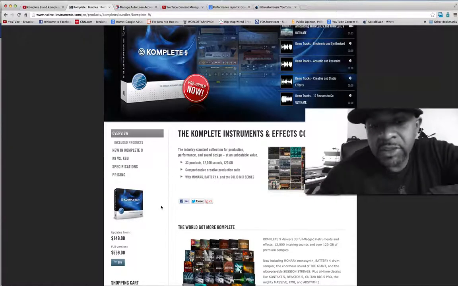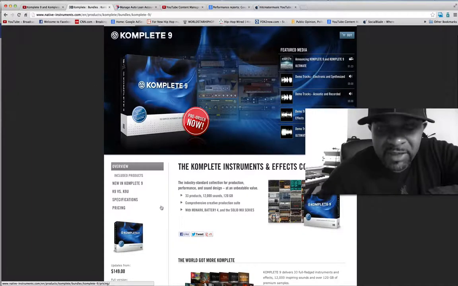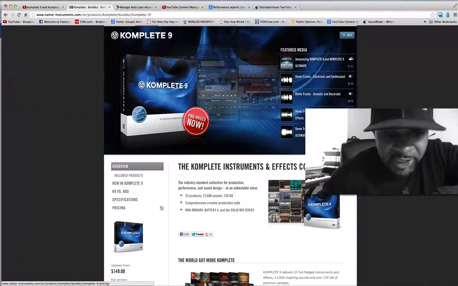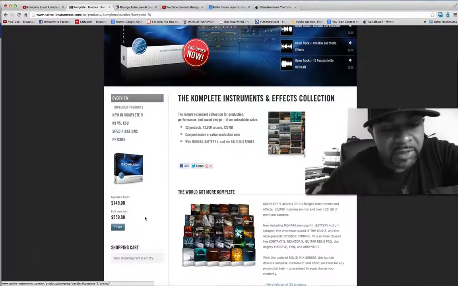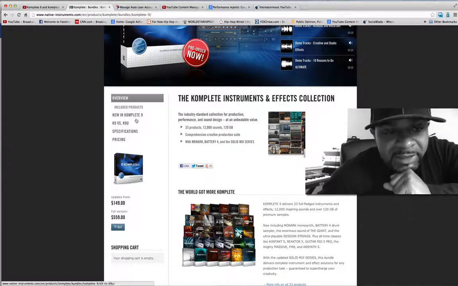I don't like to purchase their stuff individually anymore, because this is what they do. They'll come out with the next Komplete bundle, and then you done bought the plugins two times, you know. So, for people who already got Komplete 8 Ultimate, Komplete 2 to Komplete 8 Ultimate, you only got to pay $149 to get Komplete 9.